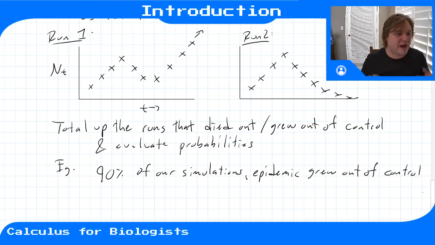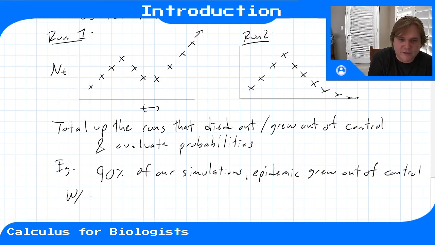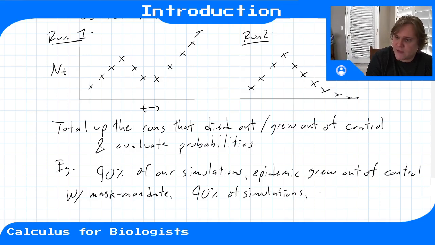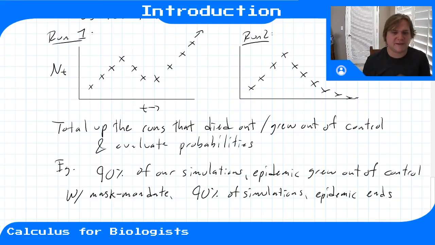But then let's say you have some policy, and you say, okay, we're going to put a mask mandate in. You put that assumption into the model, and maybe now this is reversed. Now maybe in 90% of simulations, the epidemic dies out, or it ends. And then you can make your policy suggestions based on the different outcomes of your stochastic simulations, your probabilistic dynamical systems, with or without different policies, and make your arguments. Okay? We'll go over more in later videos, but I want to keep these videos short.